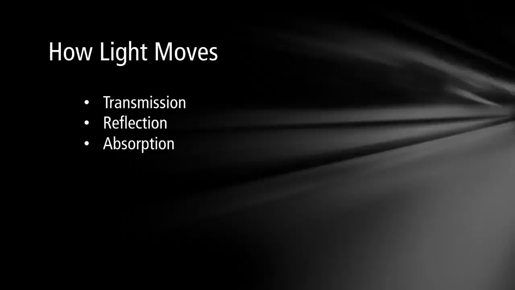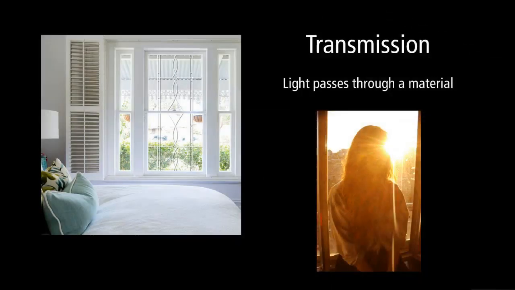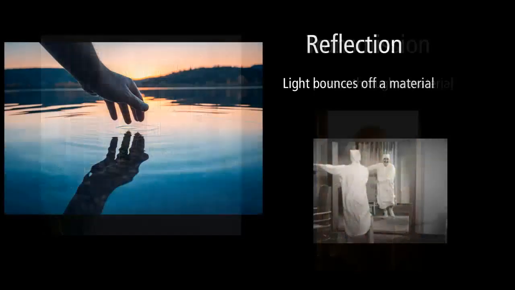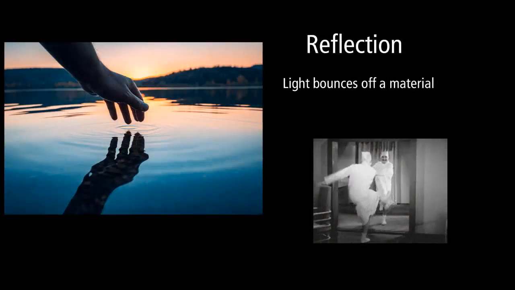In this lesson of how light moves, we will concentrate on the transmission, the reflection, and the absorption of light. First, we have the transmission of light, where light passes through a material. This happens whenever sunlight passes through a window. Next, we have reflection, and this is when light bounces off of a material, just like when we see a reflection in the mirror or a reflection in a pool of water.